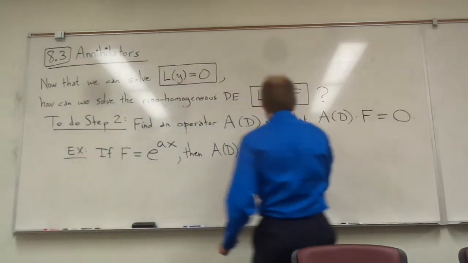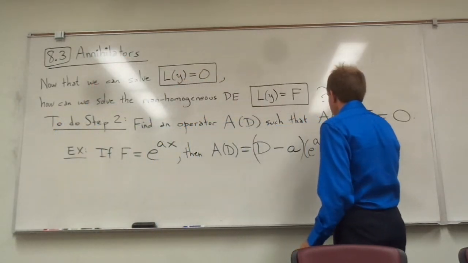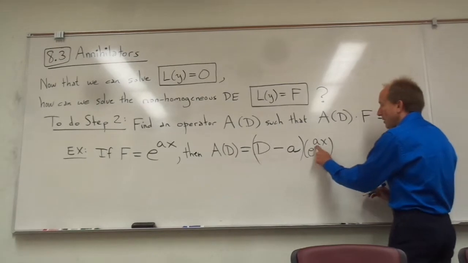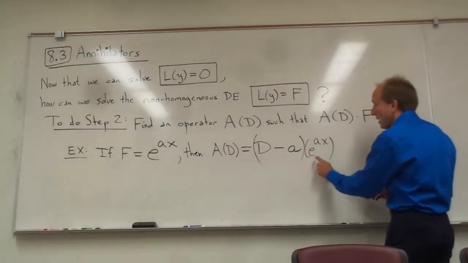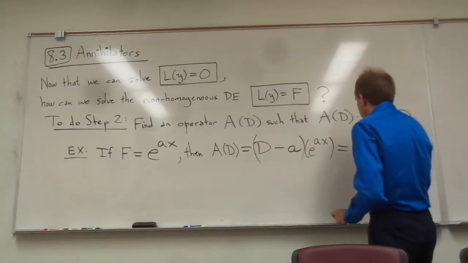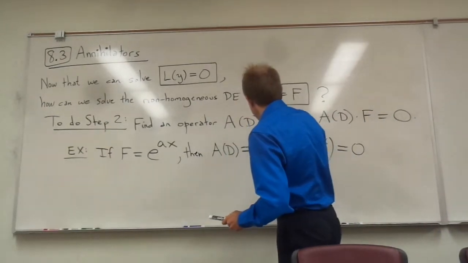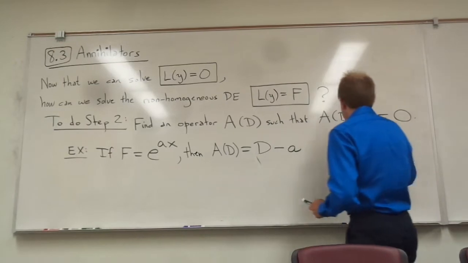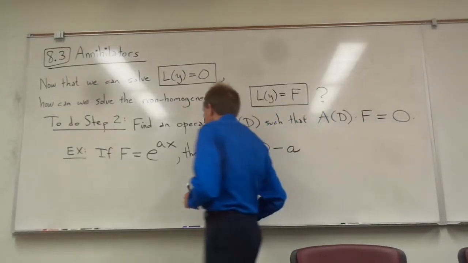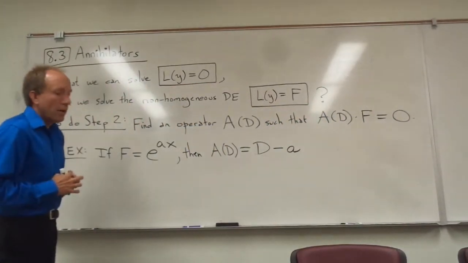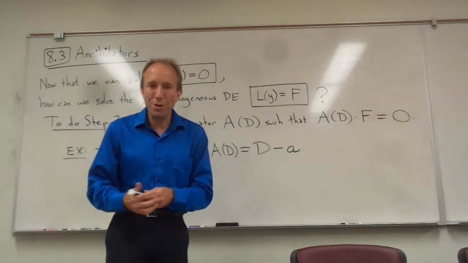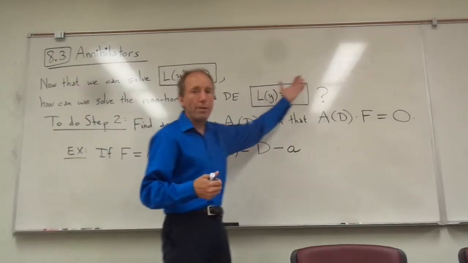Check it out. If I apply this to e to the ax, the derivative of e to the ax minus a e to the ax is in fact going to be 0. Okay? So that is the annihilator of e to the ax. Now, of course, there are lots of other expressions that you could have for capital F as well.